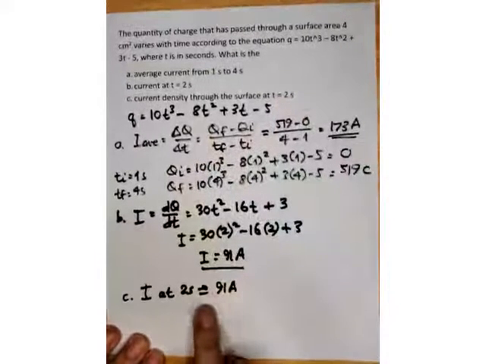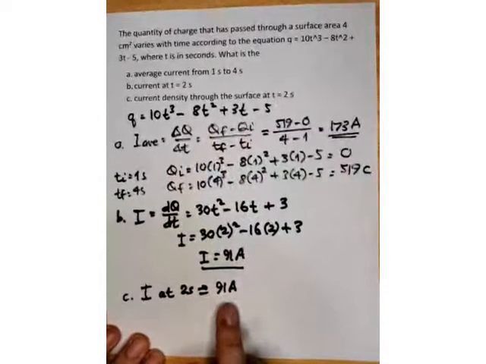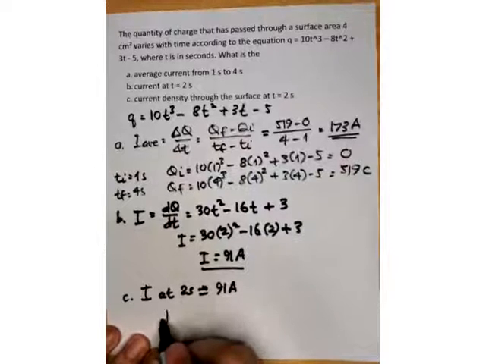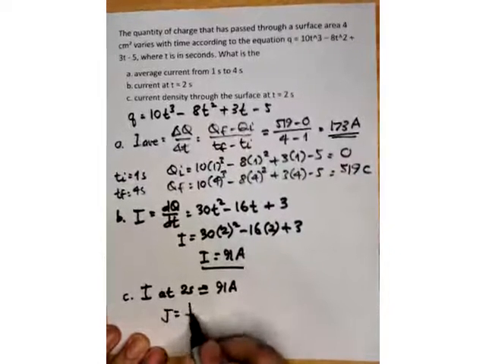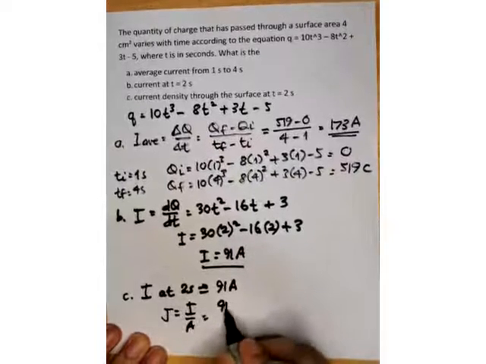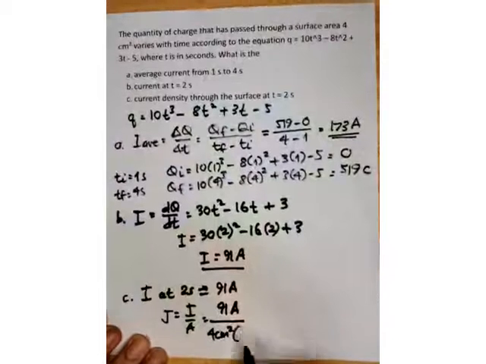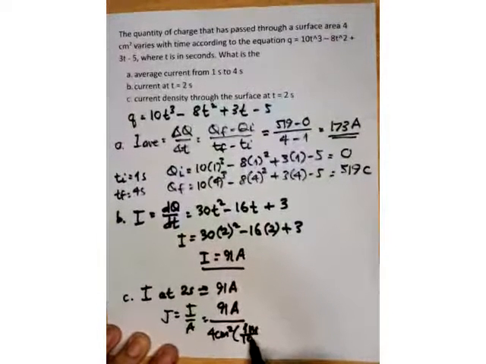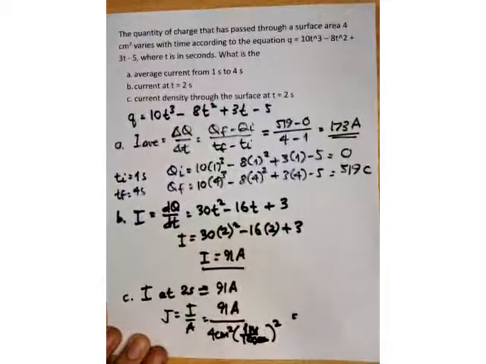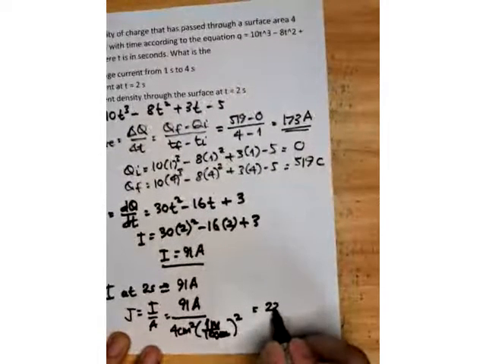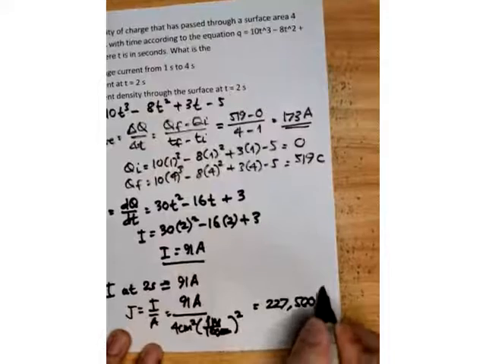Gagamitin natin. Ang current density natin is I over A. So, that is equal to 91 amperes over yung area natin na 4 cm squared. But convert natin to meter. Okay, so the answer is 227,500 amperes per meter squared. Ayan.